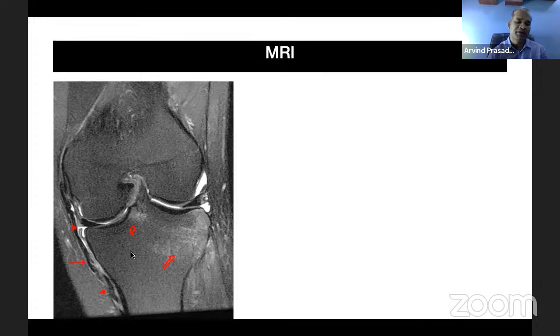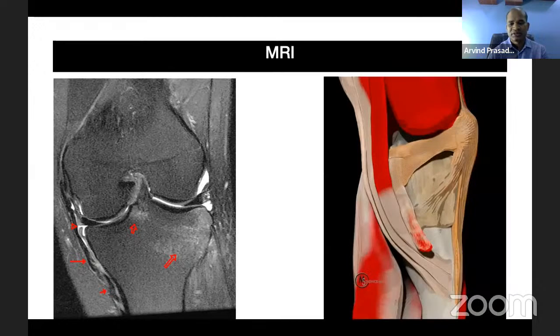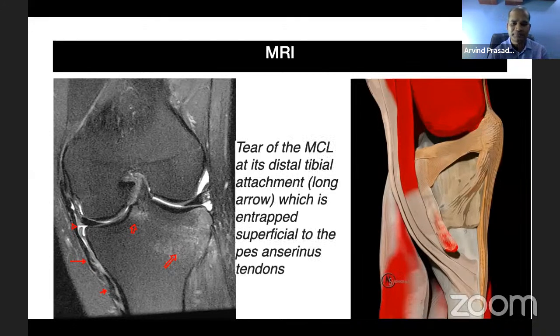Here in the MRI, you can see this is the MCL and this is the pes anserinus. So the MCL has come superficial to the pes. This type of picture you can find many a time, particularly with the tibial avulsion side. If the MCL comes superficial to the pes, that is the indication for doing surgery, because if it comes superficial to the pes, it is hardly going to heal to the tibia.